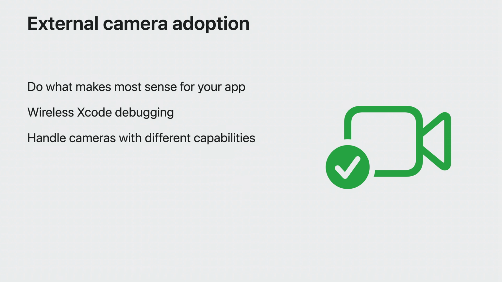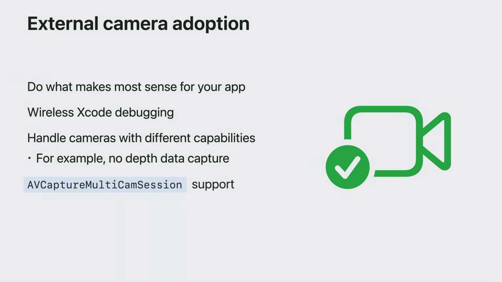Some capabilities that your app can expect from built-in cameras may not be supported by external devices. For example, if your app relies on depth data capture for some feature, you might have to disable it when an external camera is in use. Apps that use multiple cameras at the same time with an AV Capture multicam session can add external cameras for creative capture setups.